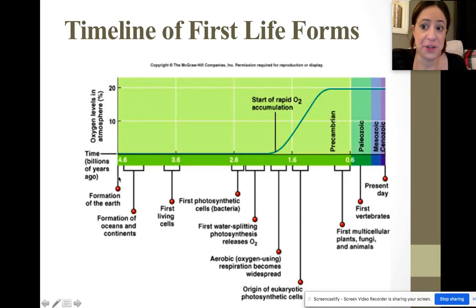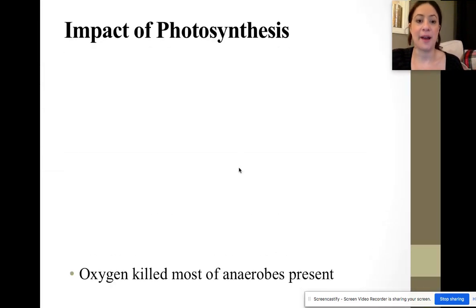So the formation of the Earth would be about 4.6 billion years ago. And then a billion years later would be our first cells. Then a billion years later would be the first photosynthetic cells. So that's a timeline of our history.